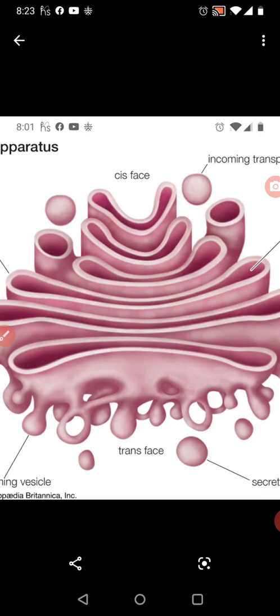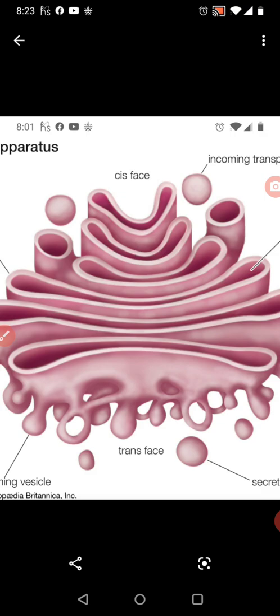So here also, if you see, all the cisternae are arranged in a stack, one above each other, right? The cisternae are arranged in a stack, or you can say bundles, or you can say a pile, okay? And this stack is called the cisternae.